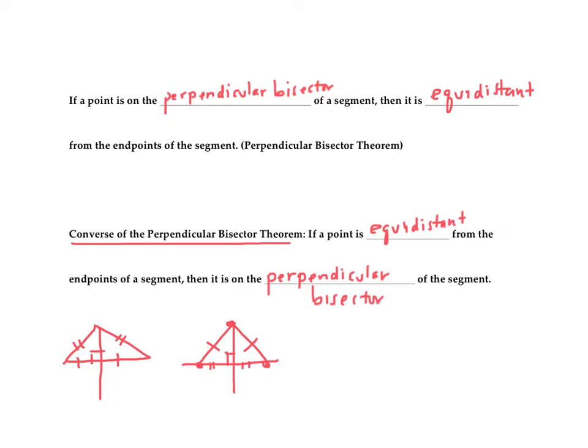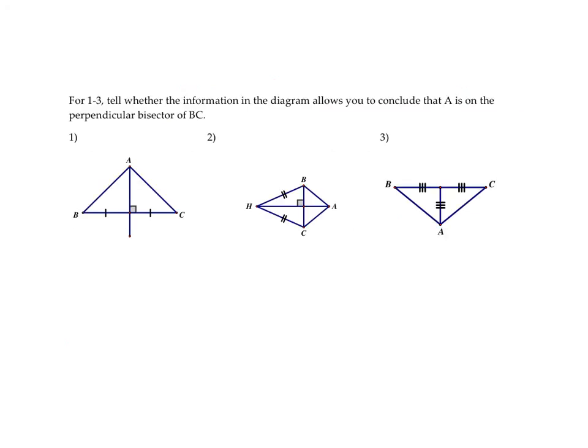Okay, let's practice some problems together. For the first 3, it just says that we have to tell whether the information in the diagram allows you to conclude that the point A is on the perpendicular bisector of BC. So take a look at number 1. Here's point A, and A is on this line segment. And we want to know if that line segment is perpendicular to BC and if it bisects BC.